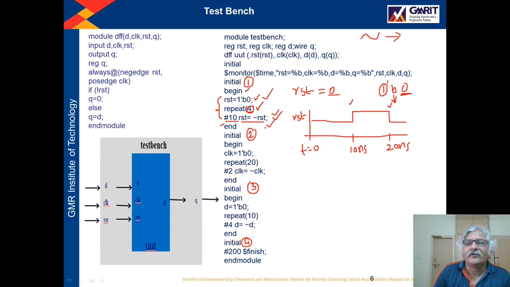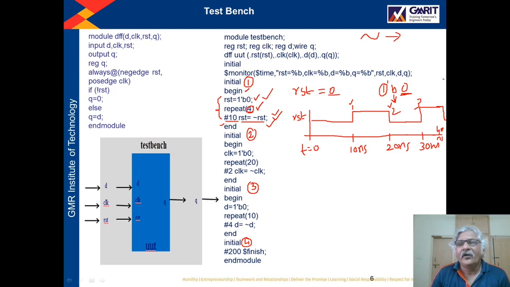By this time this statement is executed 2 times. Now again it will be executed. Again hash 10 RST is equal to negate RST. So again after 10 unit time of 20 nanosecond, this means at 30 nanosecond, again the value of RST will be complemented. So the statement executed once here, second here, third time here, and again at 40 nanosecond, the value of RST will be complemented.